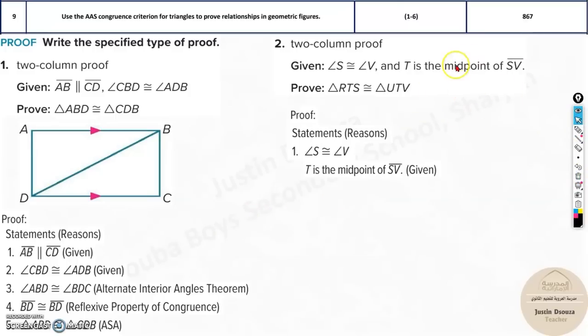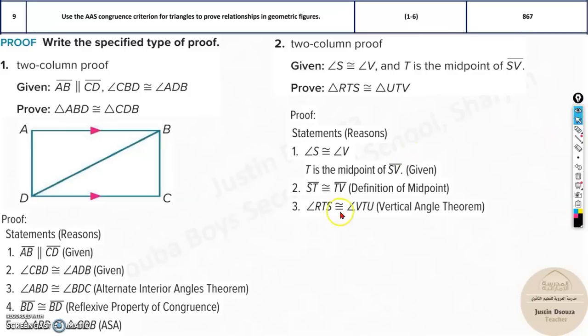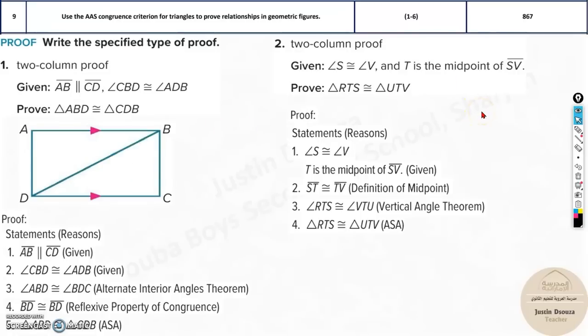So even though we don't have the figure, we can at least solve this. And then over here, ST is congruent to TV. Why? Because of the midpoint. Now they have told T is the midpoint of SV, right? That means this is phi and this is phi. Yes, they must be congruent. Congruent means equal. Then we don't have the figure, but from the figure we can tell this is the vertical angle theorem, and then we can easily prove them. So it's very simple, just like this, but it's very hard without the figure. I'm missing it. I apologize for that.